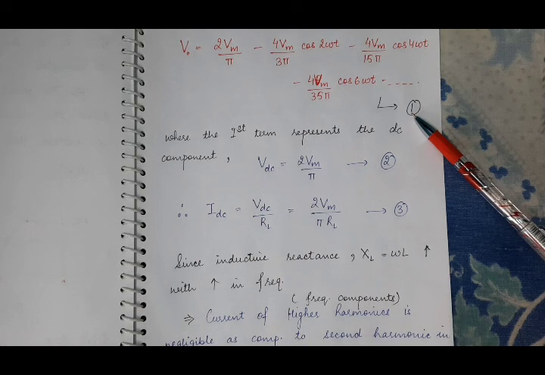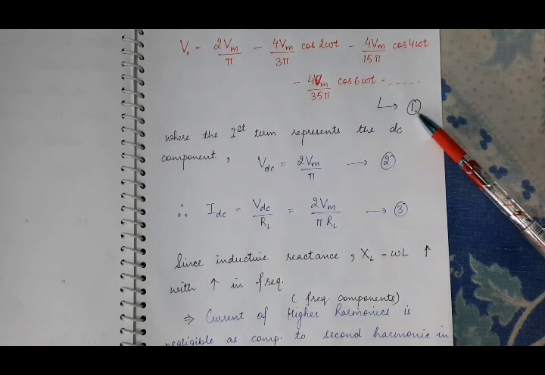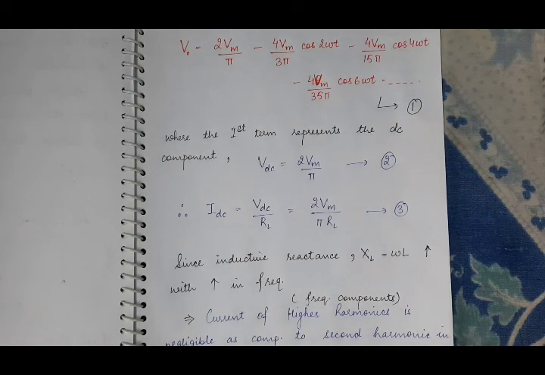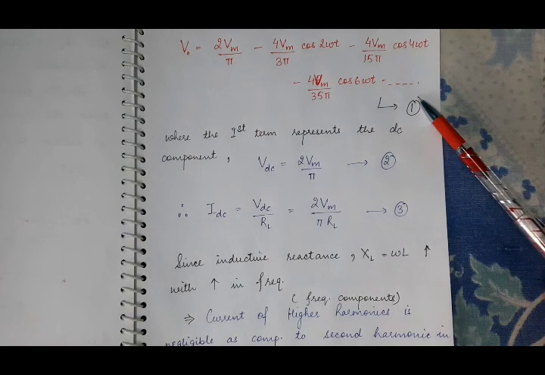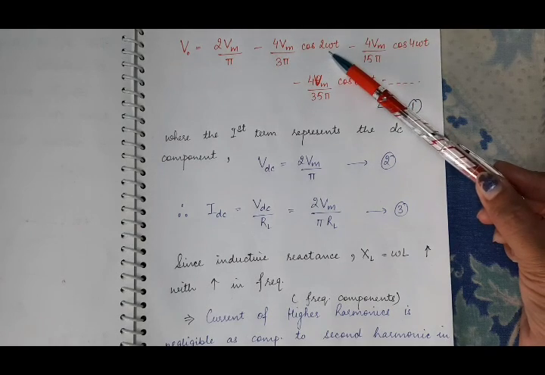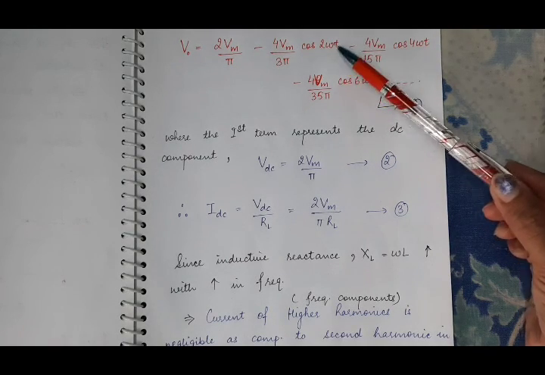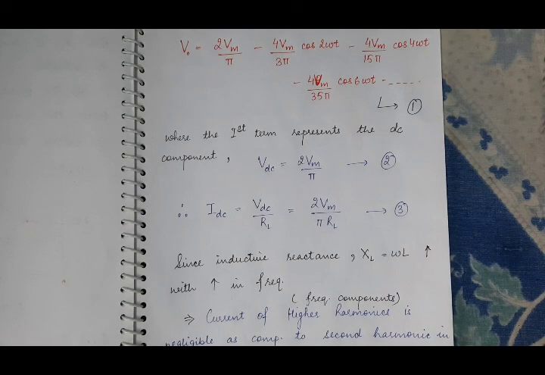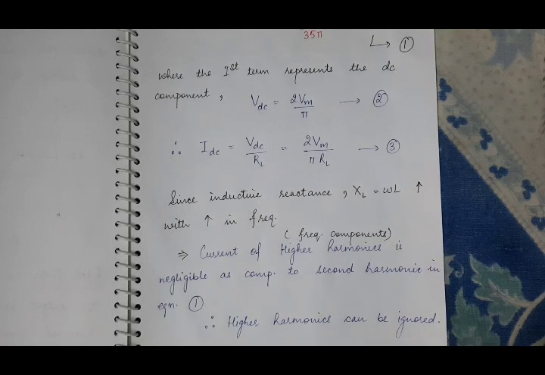So their contribution will be negligible, or these higher harmonic components will not be able to pass through the inductor. So that's why the inductor will block all of these higher harmonic components. So we will retain only this, because the frequency for this lowest harmonic will be small, and if frequency is small, then the inductive reactance offered by the inductor to this component will be small. So in this way, higher harmonics can be neglected.